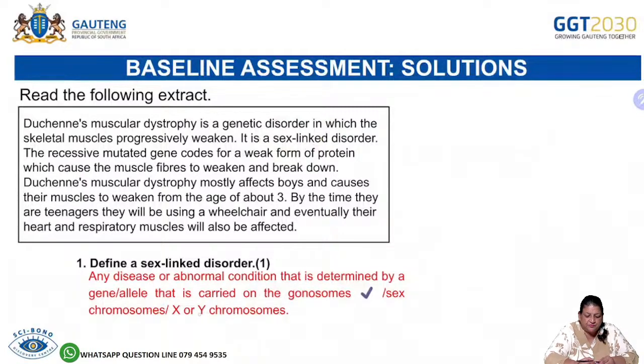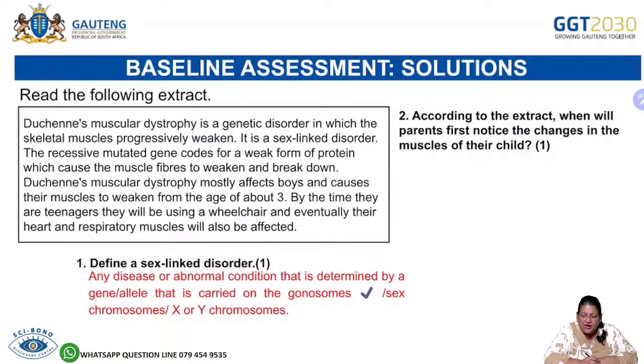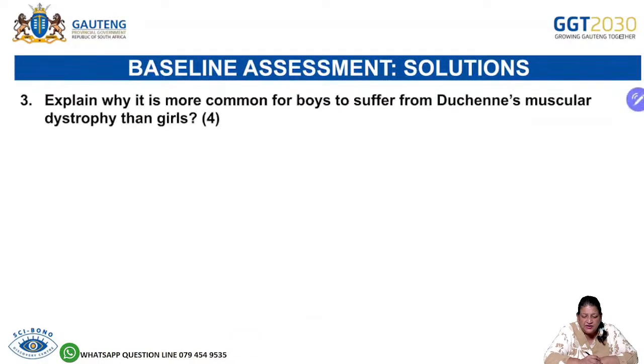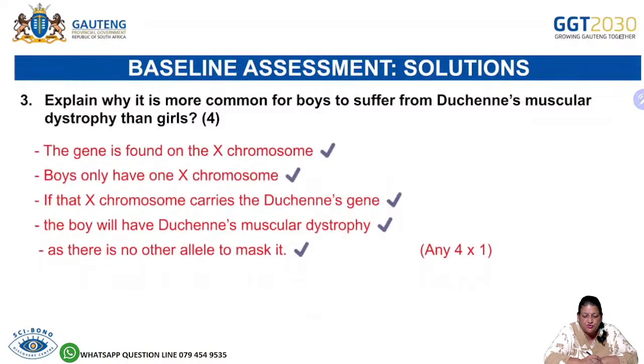Right, and then we're going to see the next question. When will the parents first notice it? At the age of 3, right? Explain why it's more common for boys to suffer from Duchenne's muscular dystrophy.